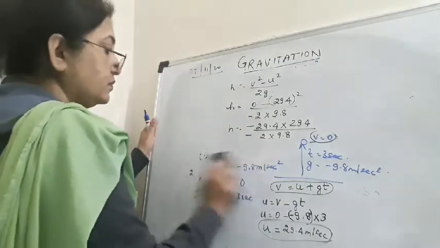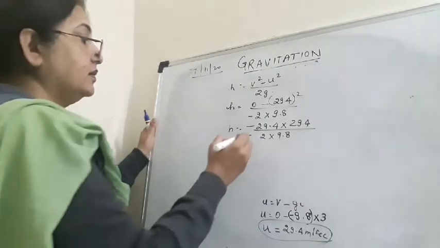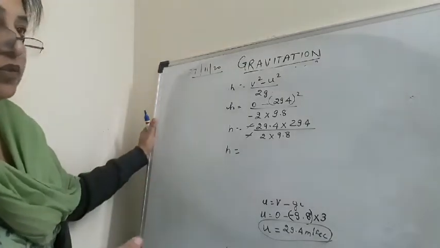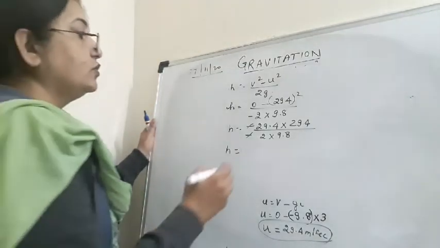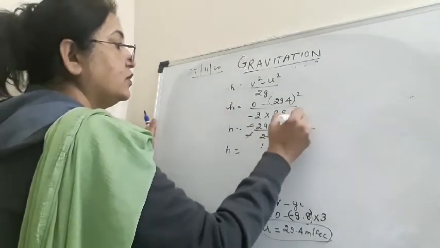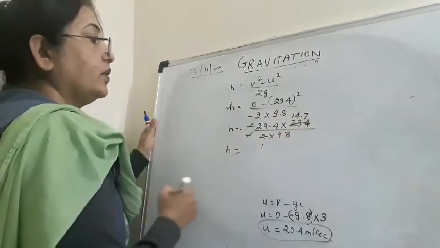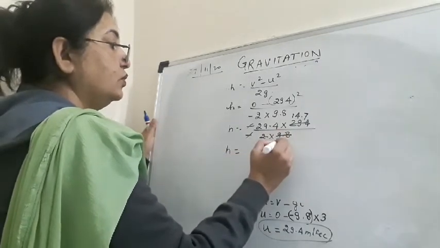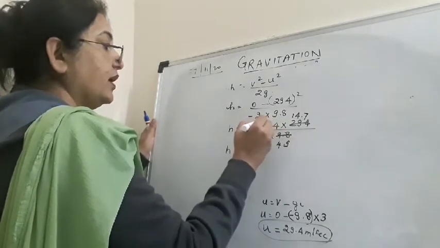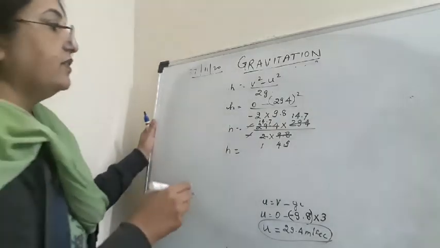Again, minus and minus cancel. H will be 29.4 and 29.4 multiplied, and divided by 2, so let us cancel it. 2 ones are 2, 2 ones are 2, 2 fours are 8, and 2 sevens are 14. Then again 2 fours are 8, 2 nines are 18, and here 2 ones are 2, 2 fours are 8, and 2 sevens are 14. So 14.7 into 14.7 divided by 4.9.